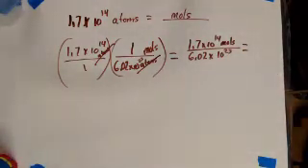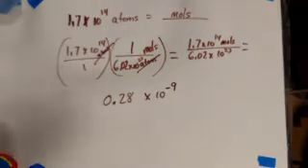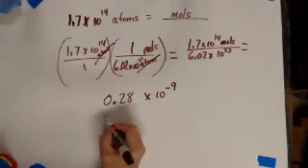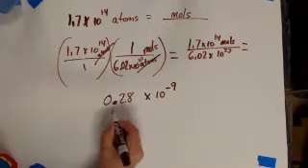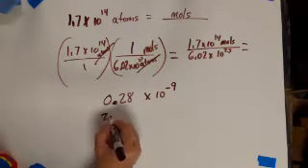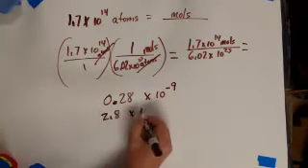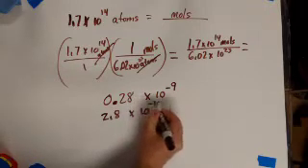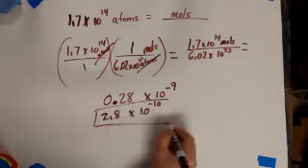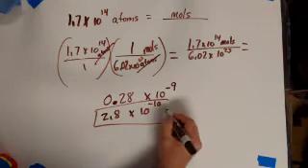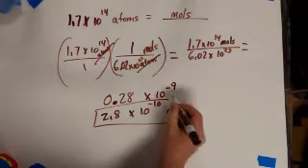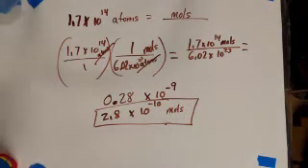Then we divide, and once we divide, we get 0.28 times 10 to the negative ninth, but that is not in scientific notation. So we're going to change that to 2.8 times 10 to the negative ninth. And that's going to be moles, and that is our answer.